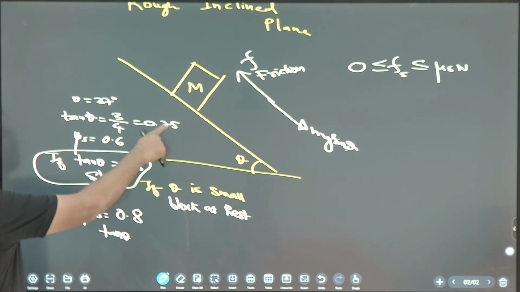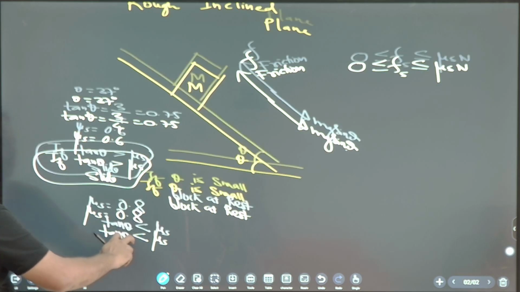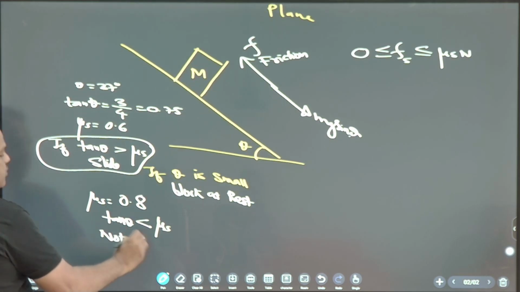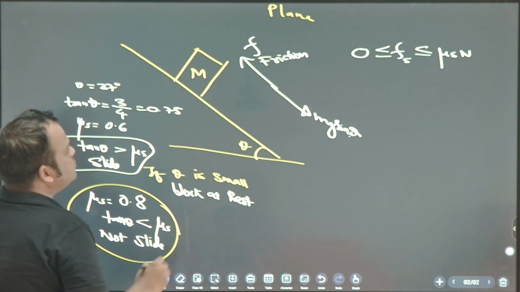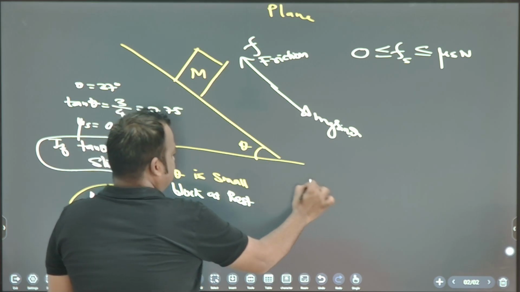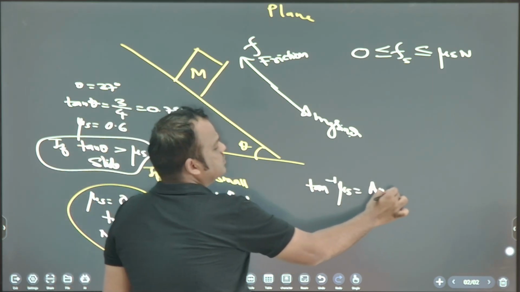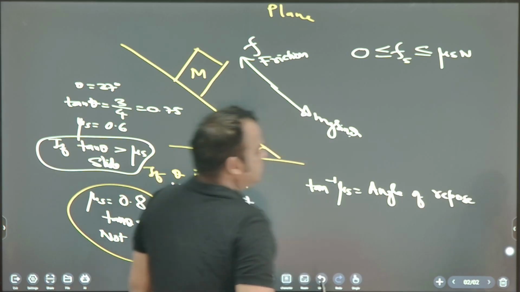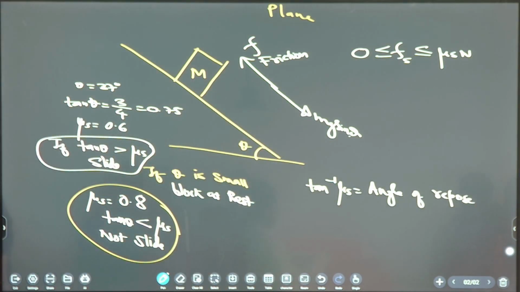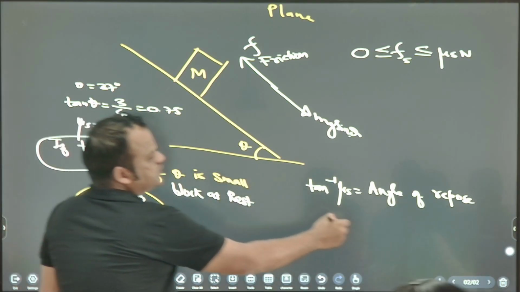Now tan theta is 0.75, which is less than mu s. So will it slide or not? It will not slide. Correct? So that is known as angle of repose. Tan inverse mu s is known as the angle of repose. Okay, so that is a boundary. Angle of repose is a boundary.